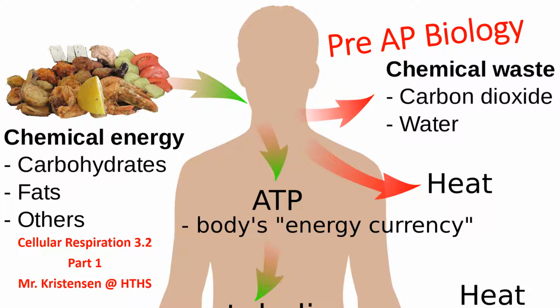Welcome to Pre-AP Biology, Cellular Respiration 3.2, Part 1. Okay, so we're going to be talking about how we turn all that delicious food on the left-hand side into ATP, the body's energy currency, heat, and chemical waste in the form of carbon dioxide and water.